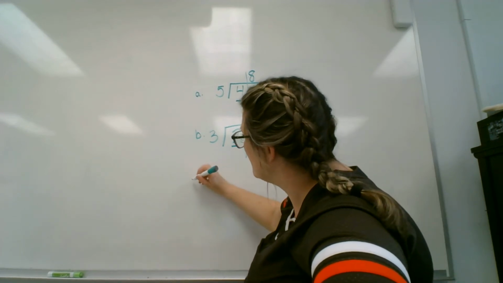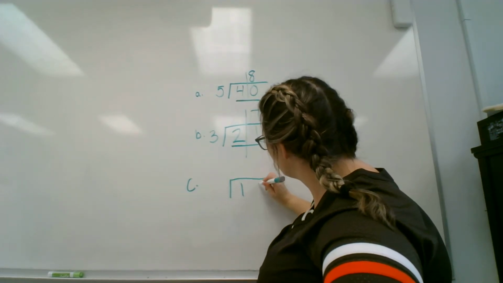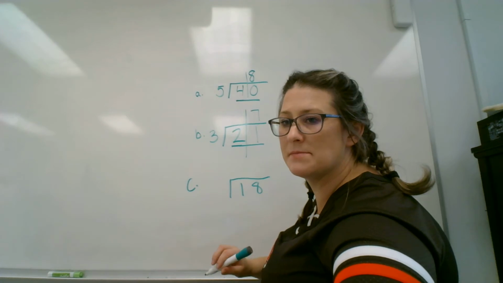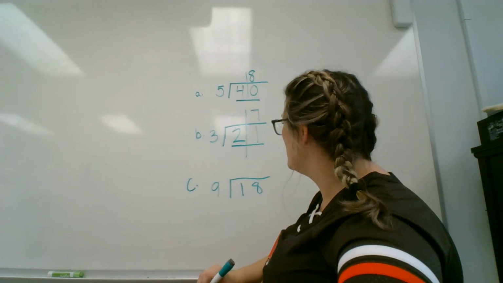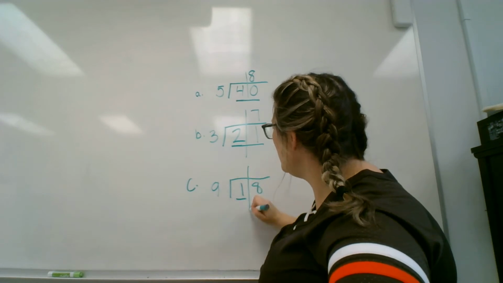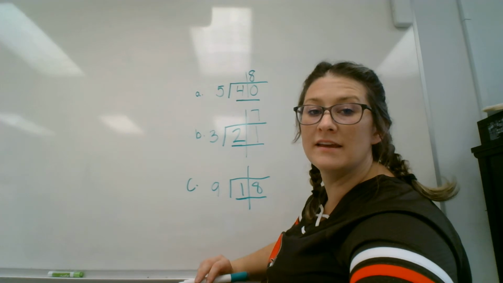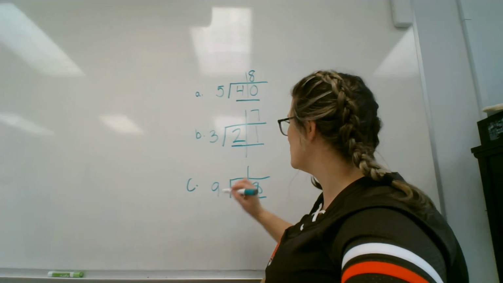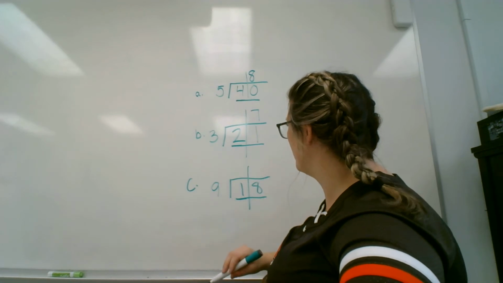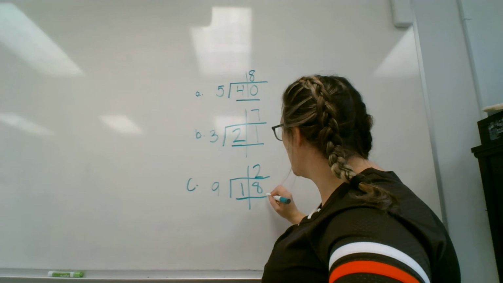Problem C. 18 is my bottom number, divided by 9. Does 9 go into 1 evenly? No. Does 9 go into 18 evenly? Yes. How many times? 2 times. Do I put the 2 here or here? Here, because 9 does not go into 1, it goes into 18.